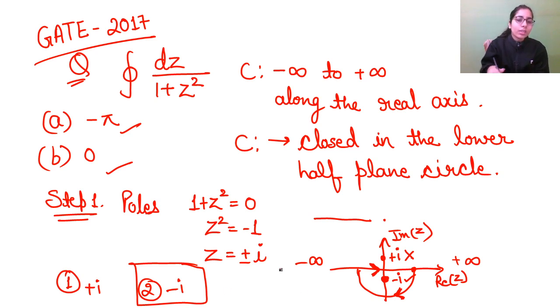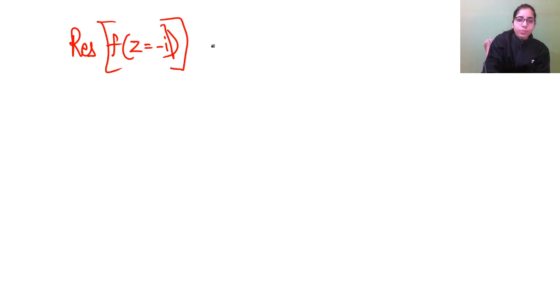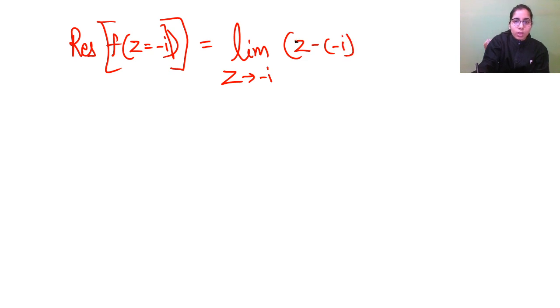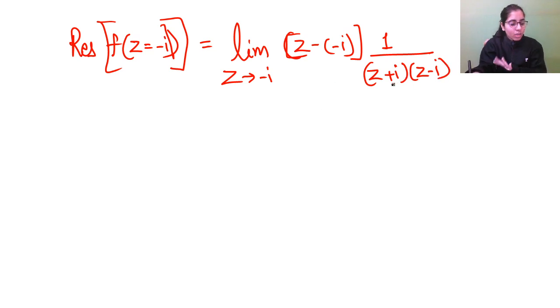After this, guys, this pole is a pole of order 1. Clear? So I need to use the formula to find the residue for a pole of order 1. If I'm going to find it, what will be the residue? Residue of the function at z equal to minus iota is equal to limit z tends to minus iota of (z minus iota) f(z). Clear? And f(z) is 1 upon z square plus 1, which we can write as (z plus iota)(z minus iota).